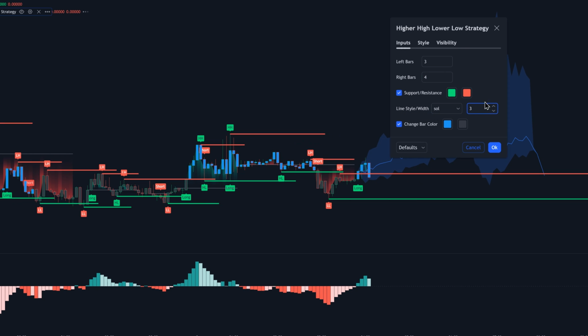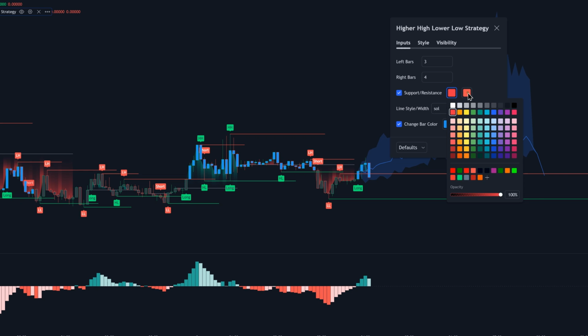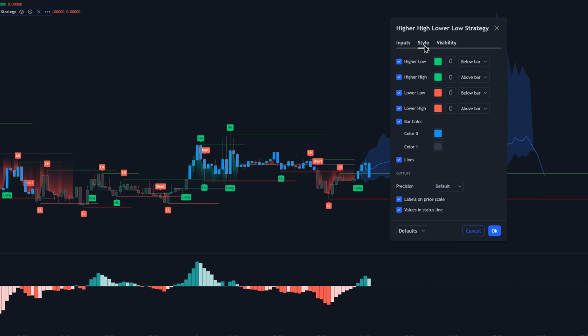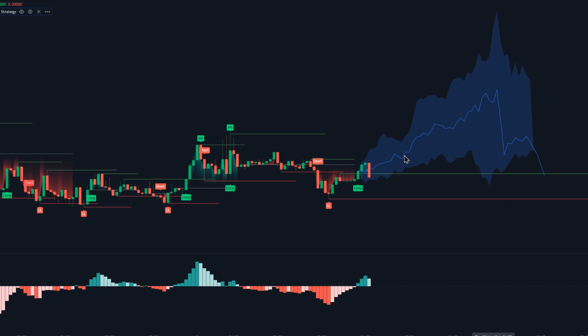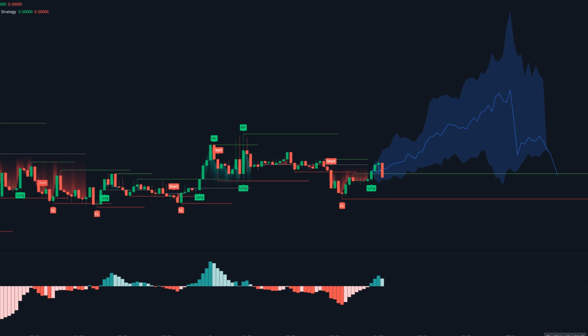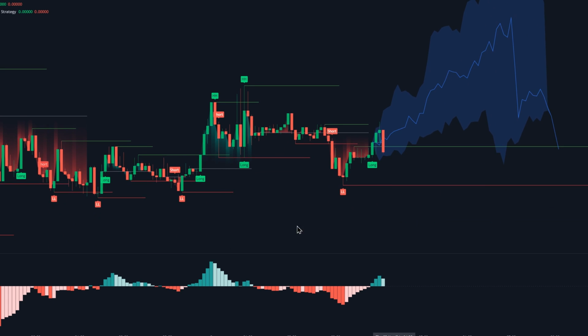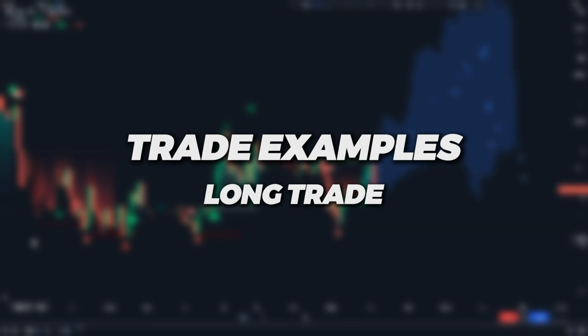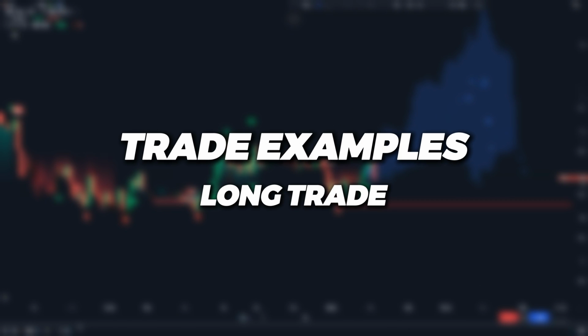For the thickness, we're going to reduce this to 1 pixel. I'm also going to flip these colors, change the green one to red and the red one to green. In the style tab, we're going to disable the higher low, the lower high, and the bar color options. After that, click OK. For the twin range filter, the default settings are going to work fine, no need to change anything. So how do we trade with these three indicators that we have here?